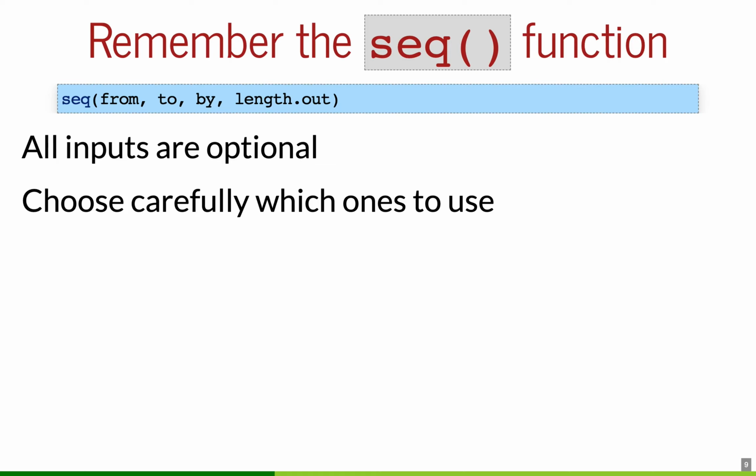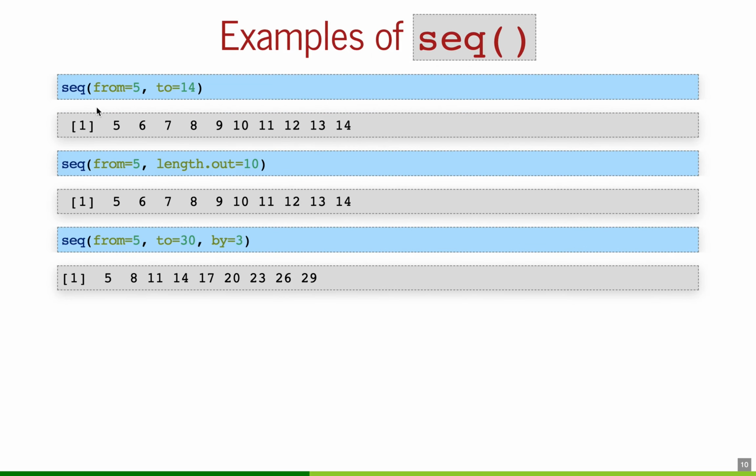So, for example, we have the sequence from 5 to 14, or we can also say a sequence from 5 with 10 elements, which will be the same, 5 to 14. Or in some cases we will like to specify an initial value, a final value, and then how much we should increment every time. If the step size is 3, you go from 5 to 8 to 11, 14, and so on.